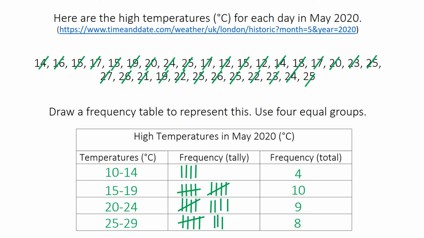So you can start to use this to analyse the data. You can see that the most common group is the 15 to 19, and the least common group is 10 to 14. Often you may be asked to go on and draw this in a bar chart. That's another nice way to view it a little bit more visually.